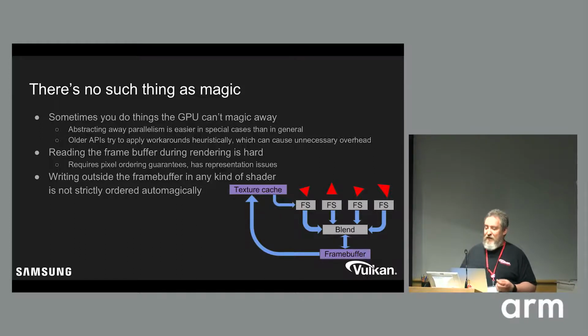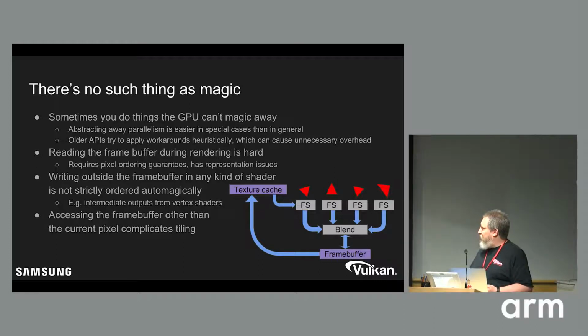In fact, that's true of writing outside the frame buffer in any kind of shader. For example, if you've got vertex shaders that are writing out intermediate values, if you write to one location, you'll get them in a fairly random order because the vertex shaders will run in different orders on different hardware. And for tilers, the situation is particularly complicated because this frame buffer is living in tiled memory. If you're trying to access anything other than the current pixel, then you have to worry about what order your tiles are processing stuff in as well. So trying to access anything that's not local is particularly complicated.